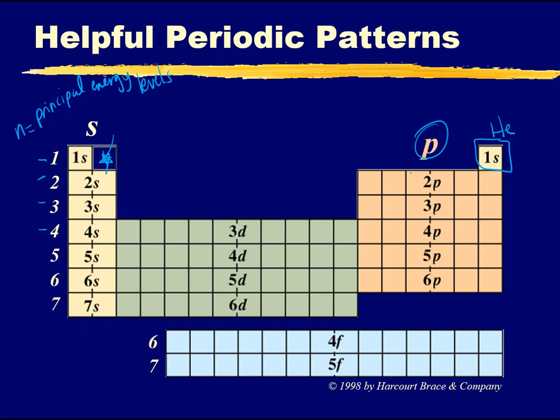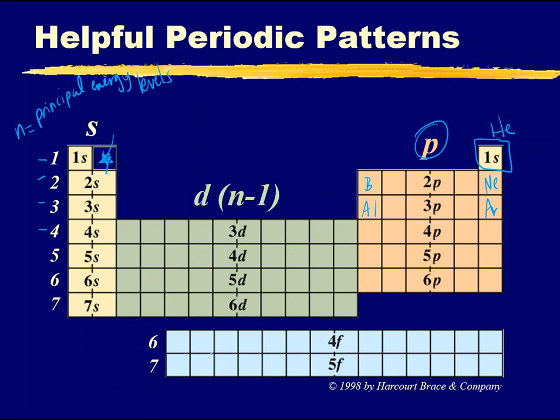The P block over here are the rest of the tall columns. So boron through neon over here, that's going to be your 2p. This is aluminum through argon and so forth. The 2p row, the 3p row. The 2s row, the 3s over here in this block.